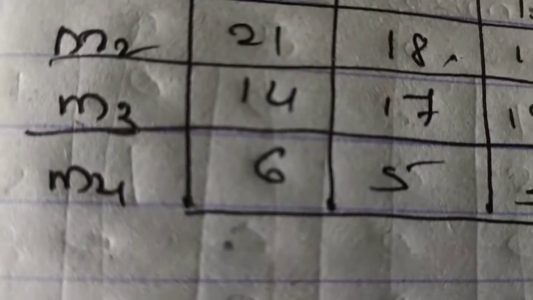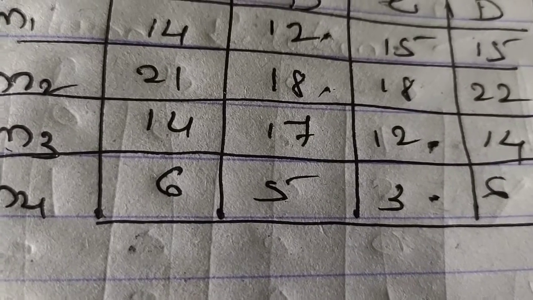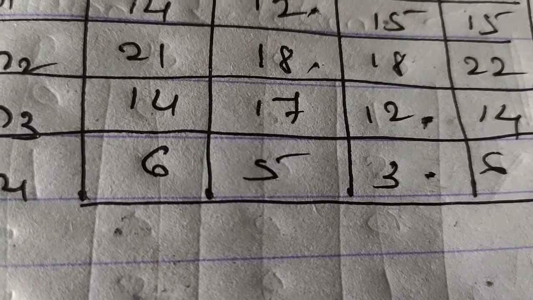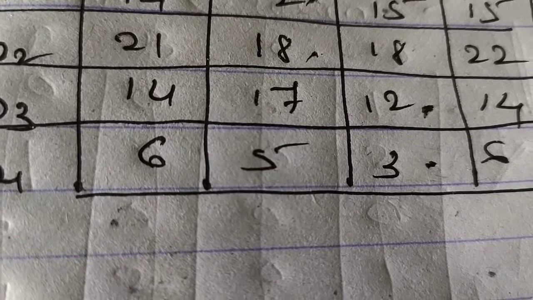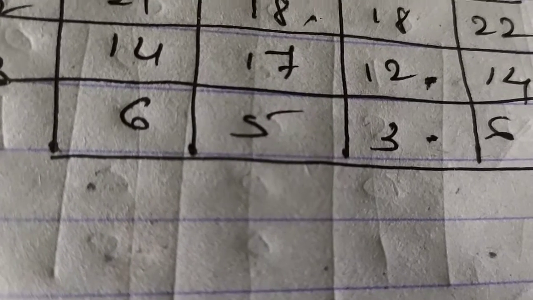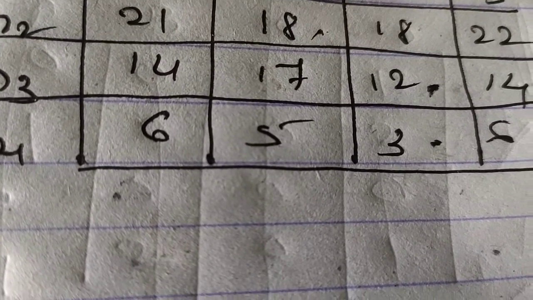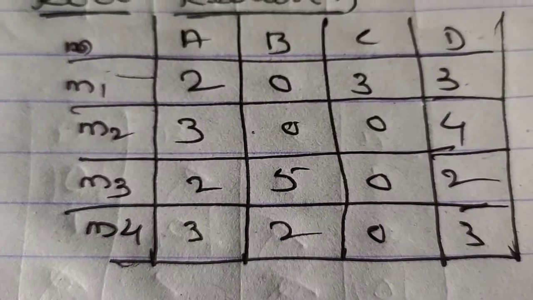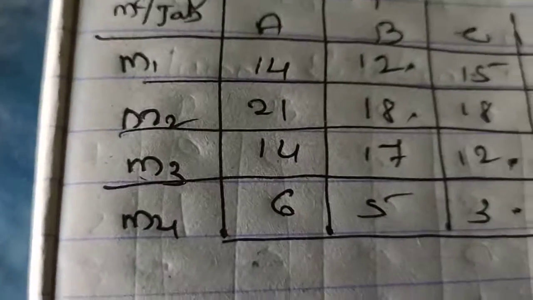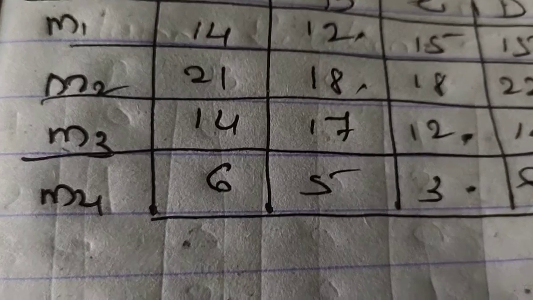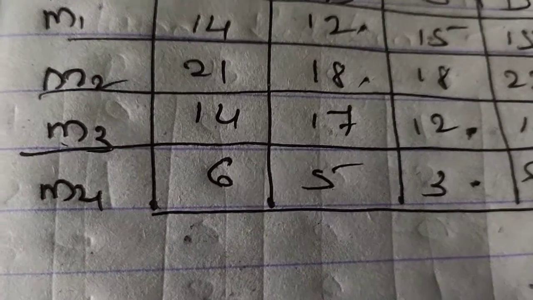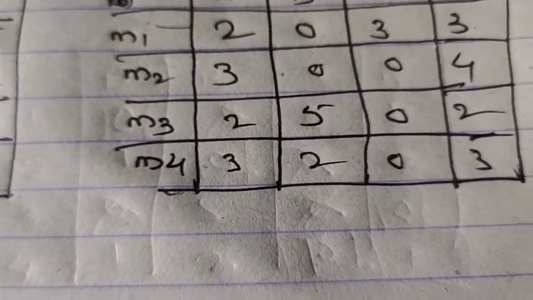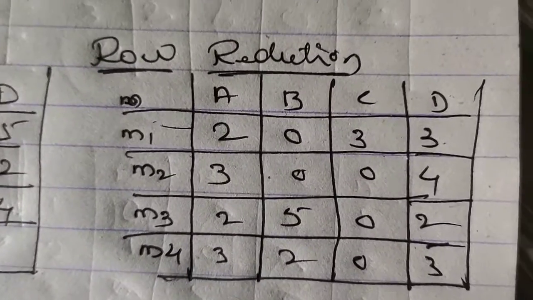And then come to the third one. The minimum value is 12. 14 minus 12 is 2, 17 minus 12 is 5, and 14 minus 12 is again 2. We are writing here 2 5 0 2 respectively. Fourth row, 3 2 0 3. Now this is row reduction.